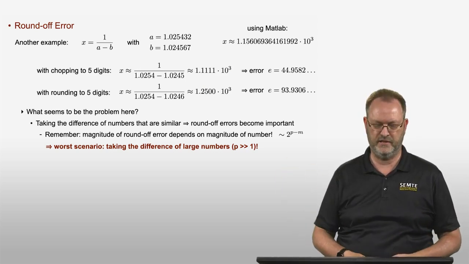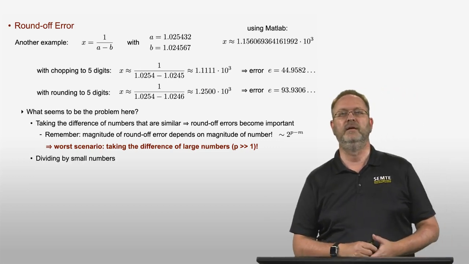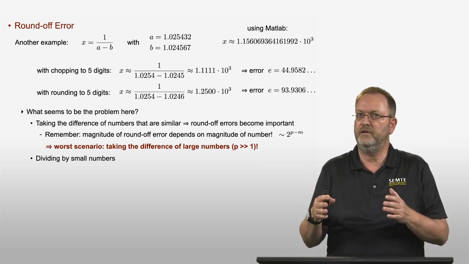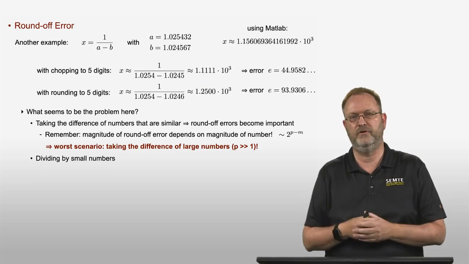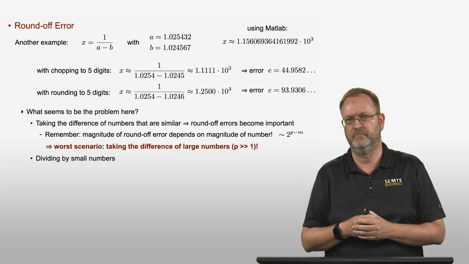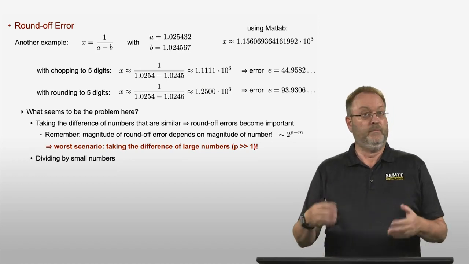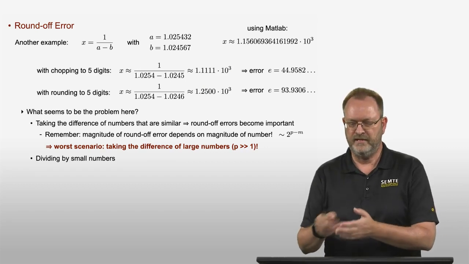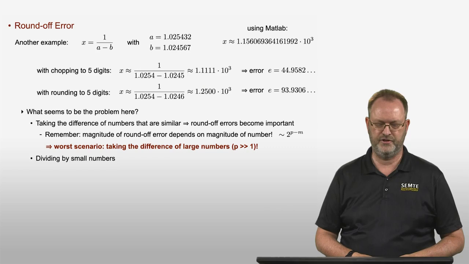And then there's a second issue here in this example, in that we take the difference of numbers that are very similar. The result will be a small number that is prone to roundoff errors because the numbers are similar. And then we divide by this small number. Because we divide by a small number, the result will be a large number. That is the predominant reason why our error here is actually quite large.